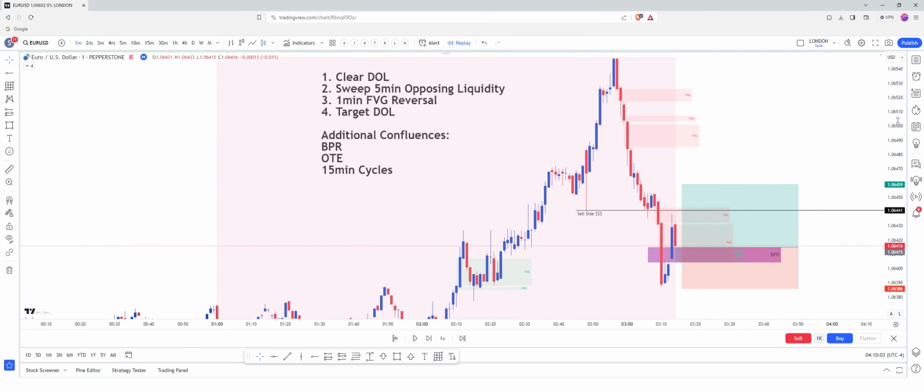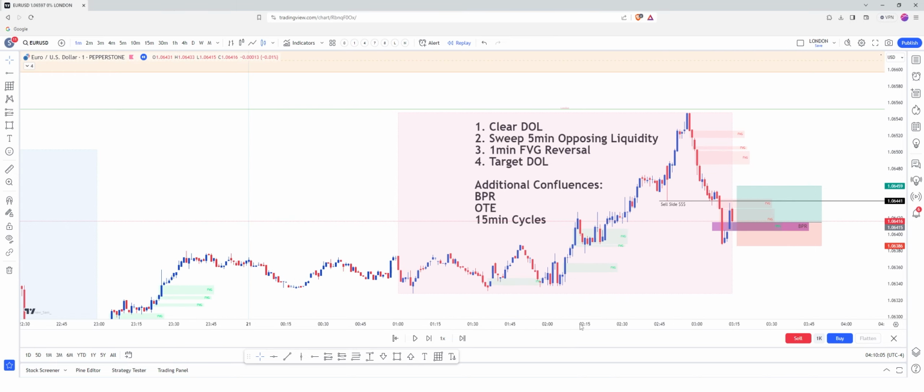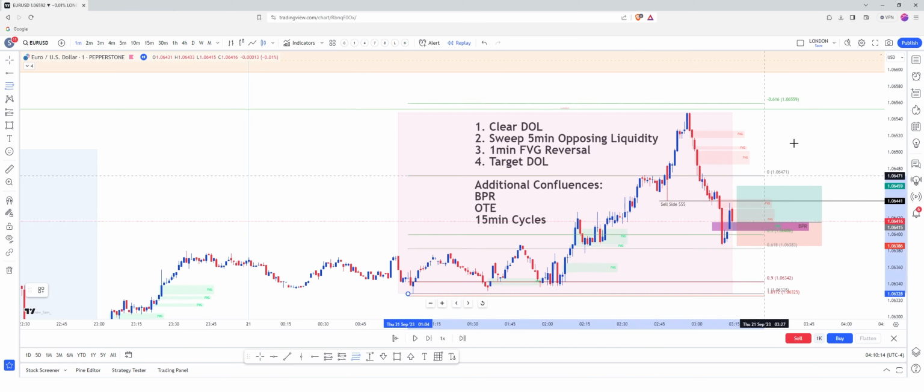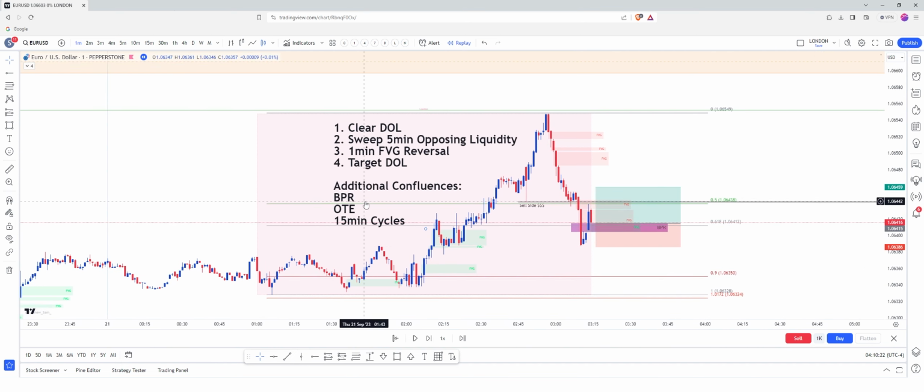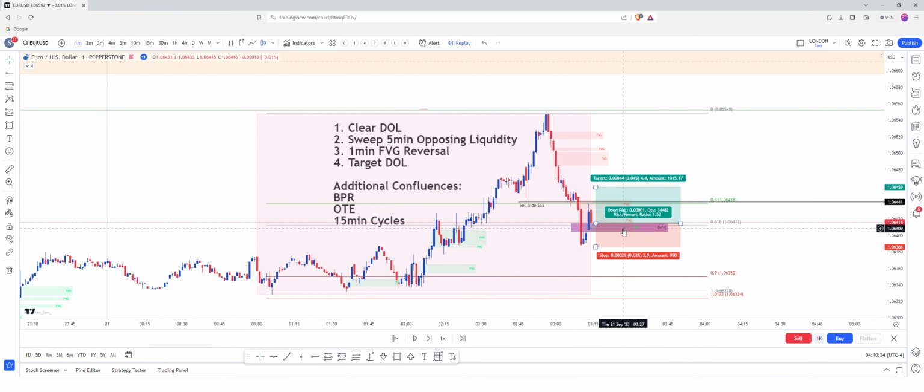Just as an additional check, are we at optimal trade? Because this pullback looks like it's very close to optimal trade entry as well. So you will pull it from the session low to the high. And we are, look at that. So we're exactly at the 618. So all of these additional confluences, as well as ICT's outline for the 1 minute fair value gap reversal and the draw on liquidity, they're all in alignment here.